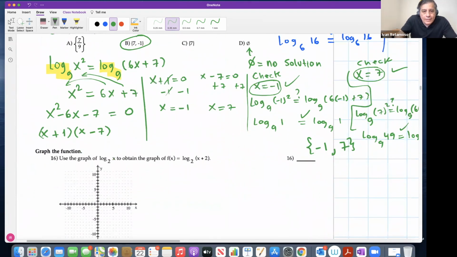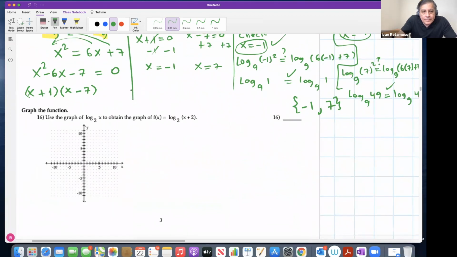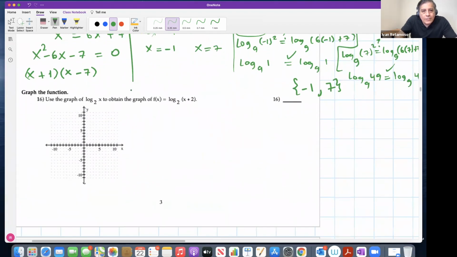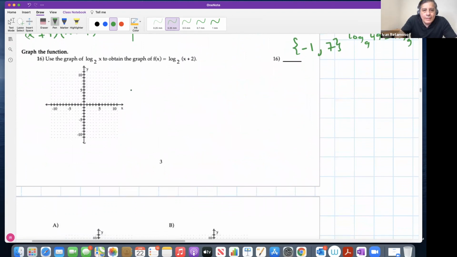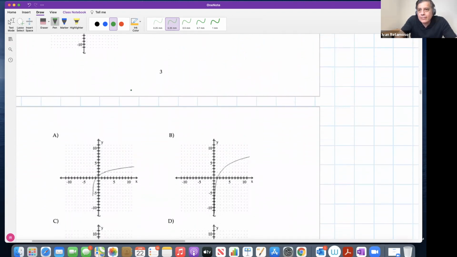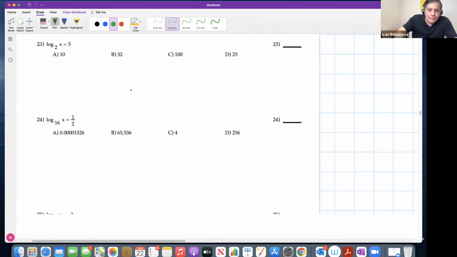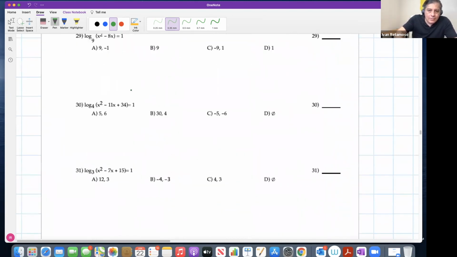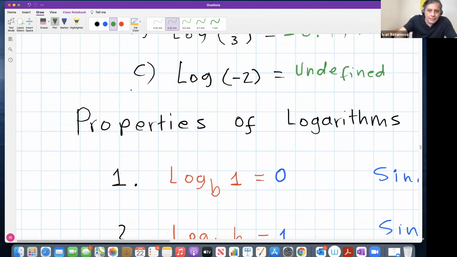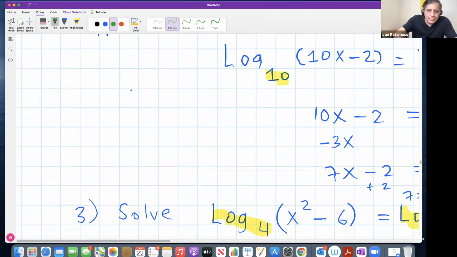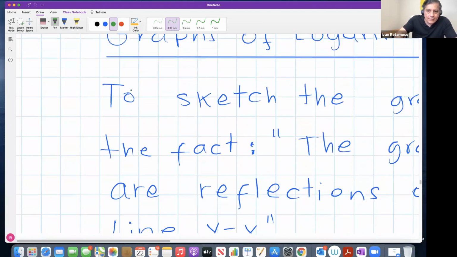Okay, guys. Now let's talk about how to graph these logarithmic functions. Okay, let's talk about that. How to graph the logarithmic functions. So let me explain that to you here, and then we will take a break. So let's go over this.